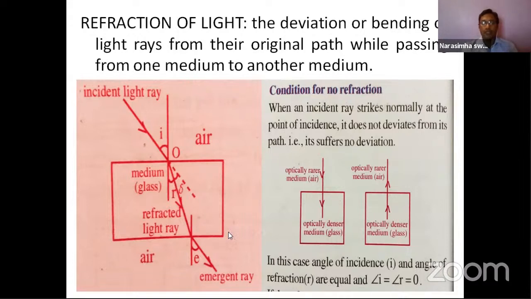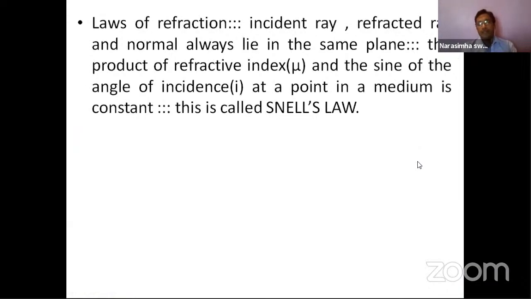Okay, so angle of incidence and angle of refraction are both the same. I hope you understood this point, right? So now we'll move on to the next one, the laws of refraction. Incident ray, refracted ray, and normal always lie on the same plane.